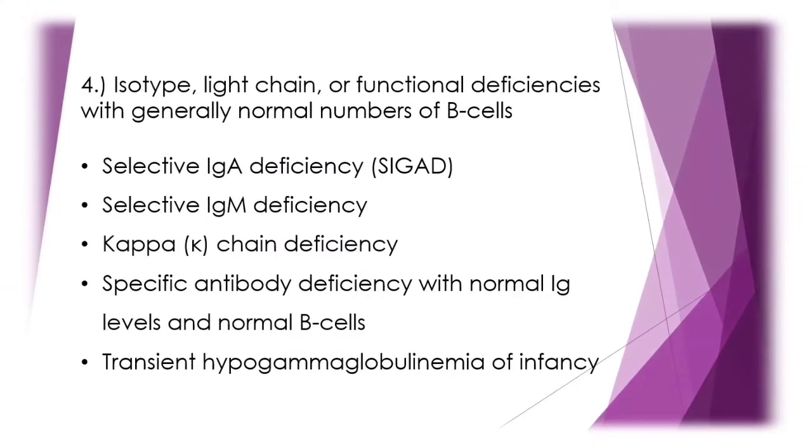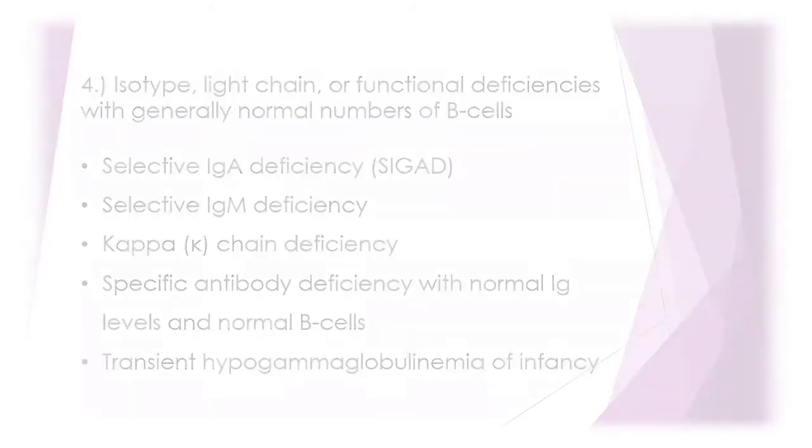Now for the last category of primary B-cell immunodeficiencies. Number 4, we have the isotype, light chain, or functional deficiencies with generally normal numbers of B cells. This includes selective IgA deficiency or sIgAD, selective IgM deficiency, kappa chain deficiency, specific antibody deficiency with normal Ig levels and normal B cells, and last, transient hypogammaglobulinemia of infancy.